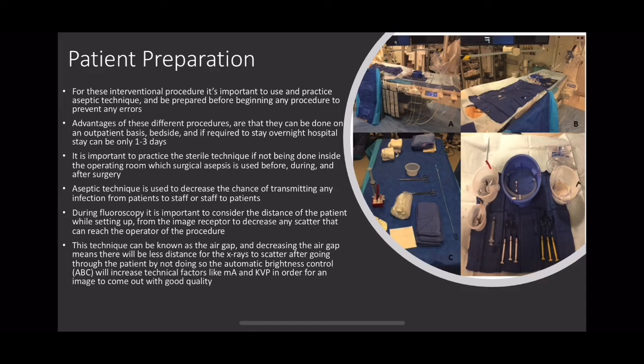During fluoroscopy, it is important to consider the distance of the patient while setting up from the image receptor to decrease any scatter that can reach the operator of the procedure. This technique is known as the air gap, and decreasing the air gap means there will be less distance for the x-rays to scatter after going through the patient. By not doing so, the automatic brightness control will increase technical factors like mA and kVp in order for an image to come out with good quality.